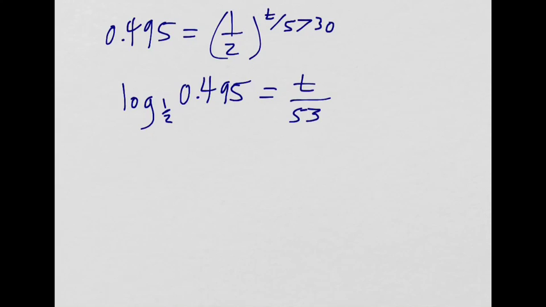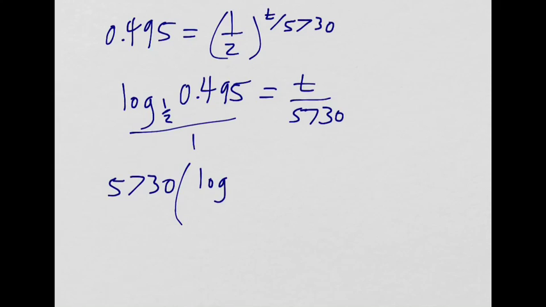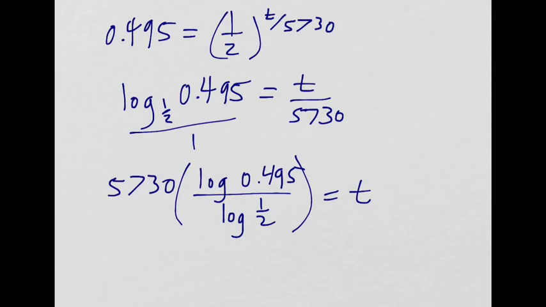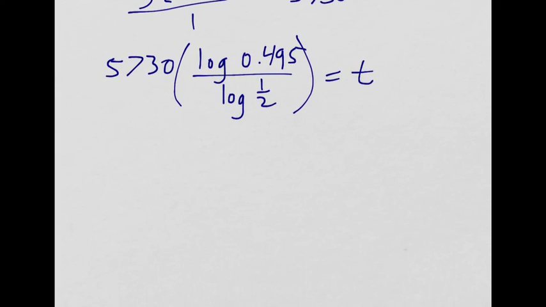Okay? And then I guess we can multiply out that 5730. So we have 5730 times the log of 0.495 over the log of 1/2. That equals t. Okay. So somebody evaluate that for me, please. It's 5813.08.